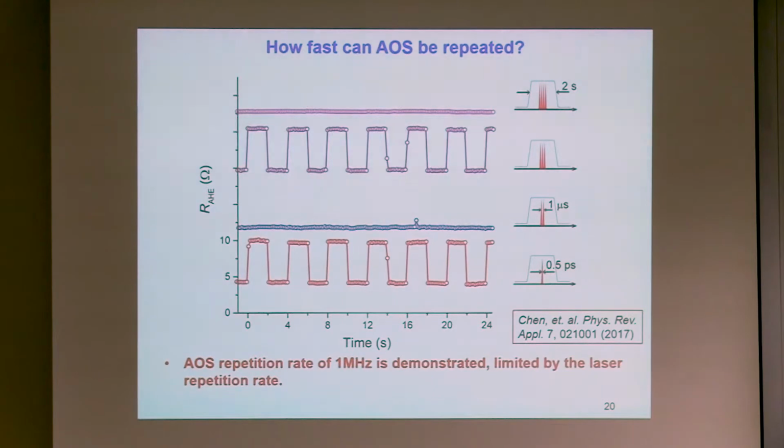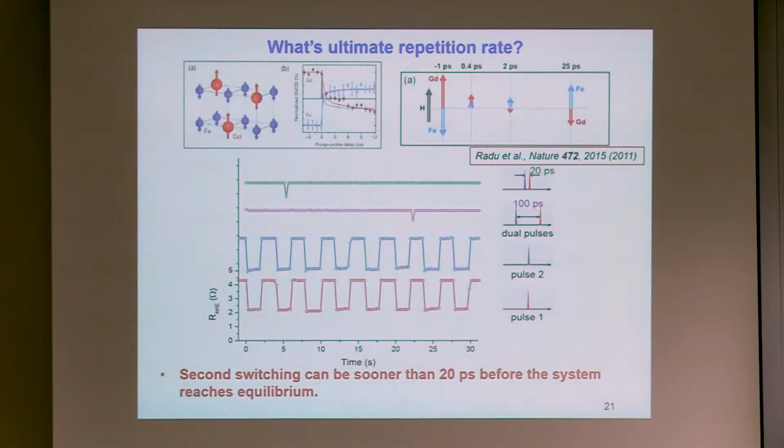So at least this work tells you that you actually can repeat the switching at 1 megahertz speed, right? But 1 megahertz is not fast enough, because according to the time-resolved XMCD study, the system should recover to equilibrium by about 20 to 25 picoseconds. So you should be able to switch that fast. Instead of 1 megahertz, you should expect to be able to switch on the order of 50 gigahertz, right? That will be very compelling in terms of operation speed, right?